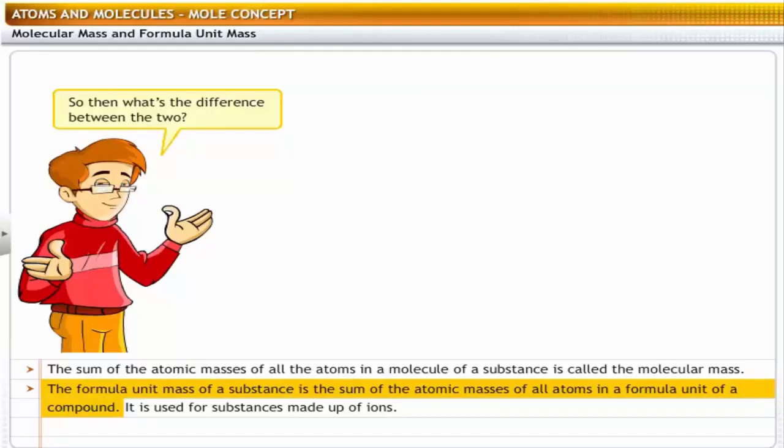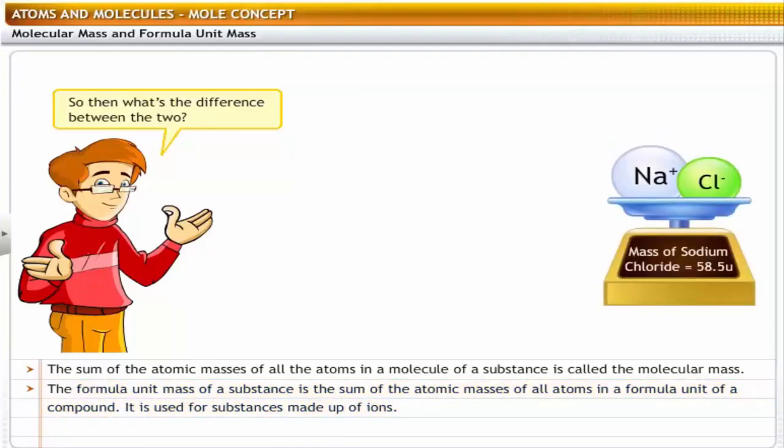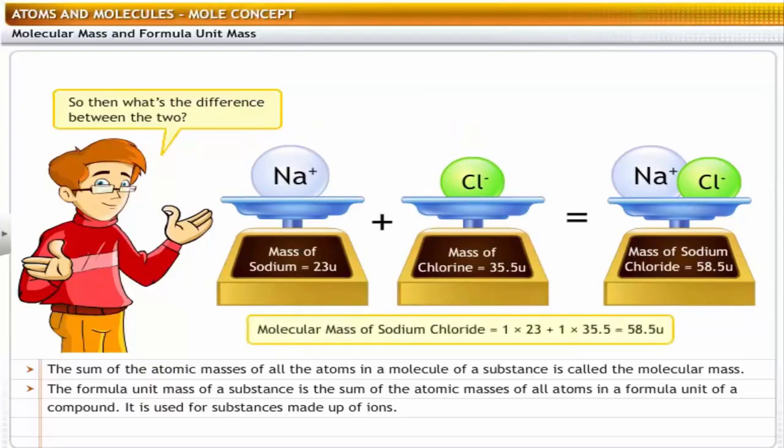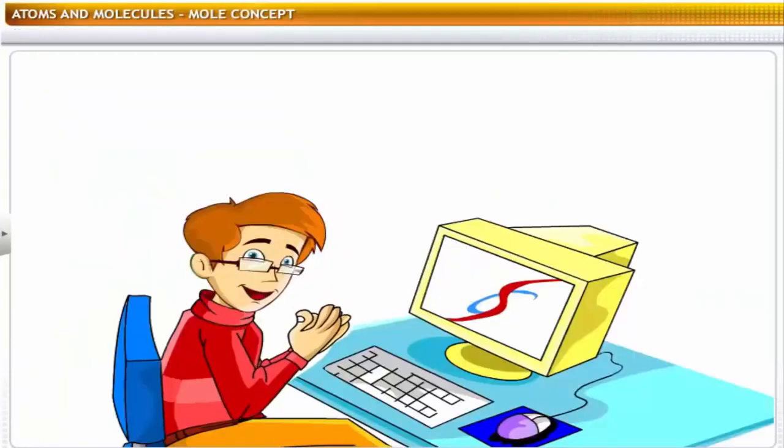The term formula unit is used for those substances which are made up of ions. For example, sodium chloride that contains sodium and chlorine atoms whose weights are equal to 1 multiplied by 23 plus 1 multiplied by 35.5 equals 58.5 atomic mass units.